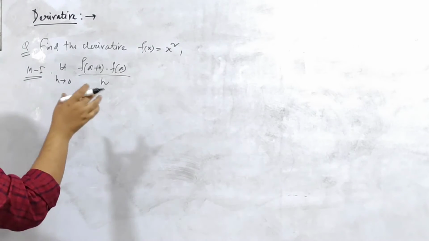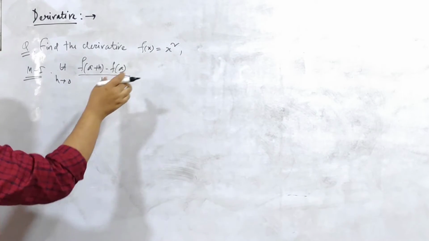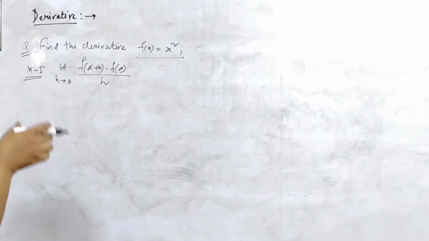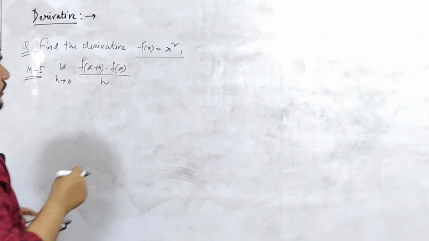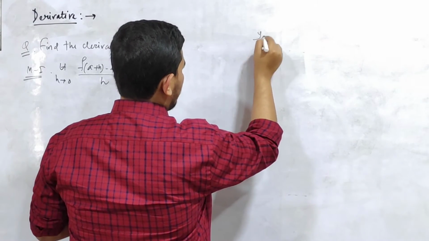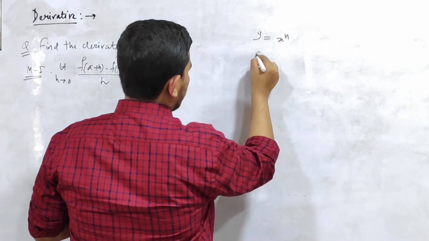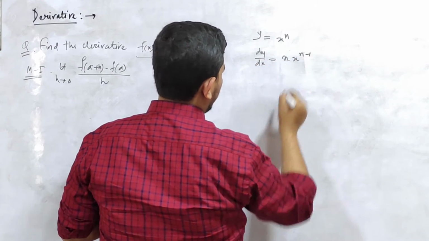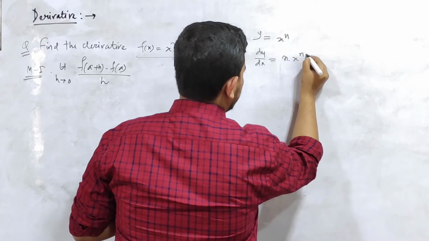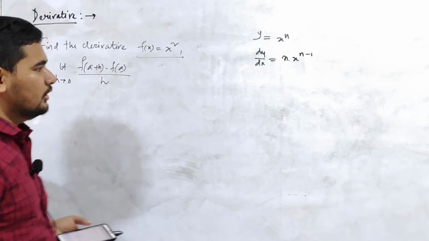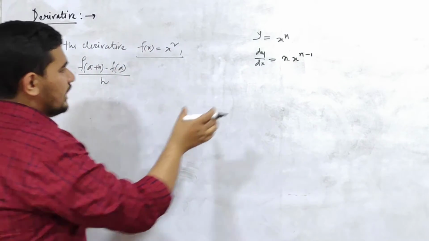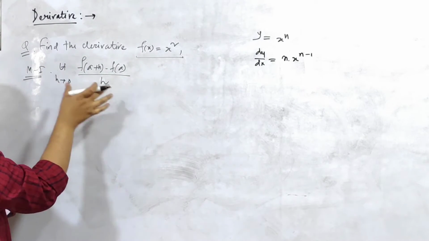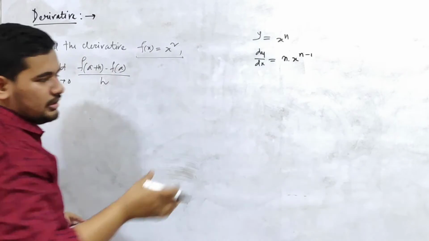Now, the main thing is that when you are encountering this kind of problem, you need to have the formula to find the derivative. So the formula is that if y is equal to x to the power n, then dy by dx is n into x to the power n minus 1. So this is a very basic formula, and you can derive this formula from this basic example also.